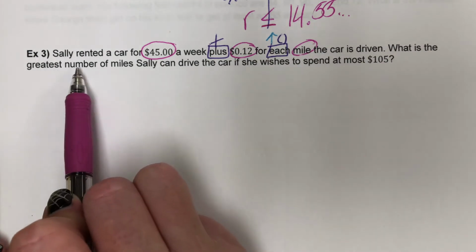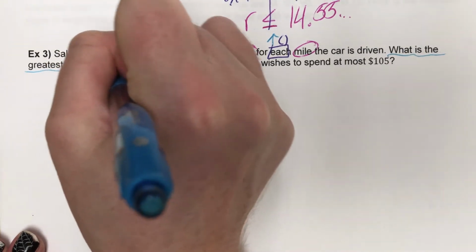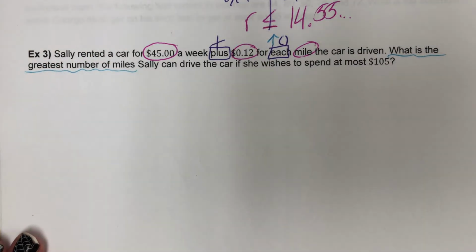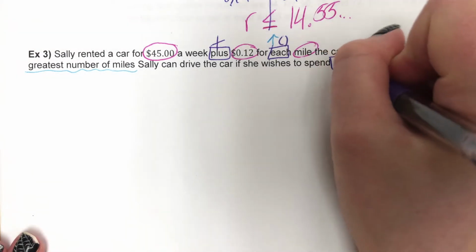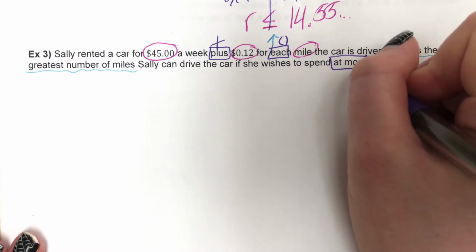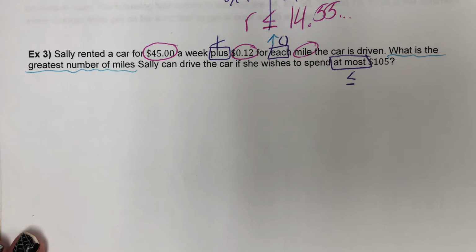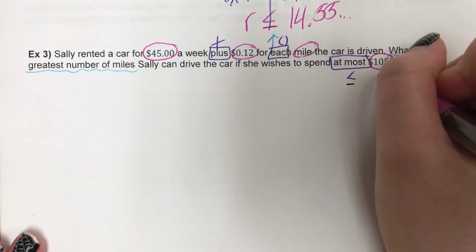What is the greatest number of miles? So here's the question. What is the greatest number of miles Sally can drive the car if she wants to spend at most? At most is a key word telling me that the inequality I want to use is less than or equal to. All right, she wants to spend at most $105.